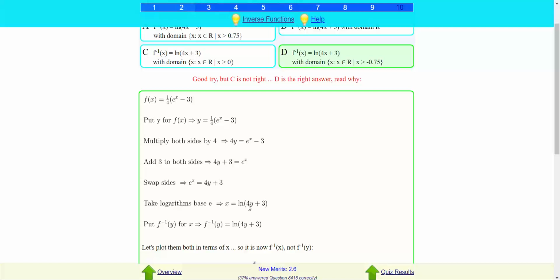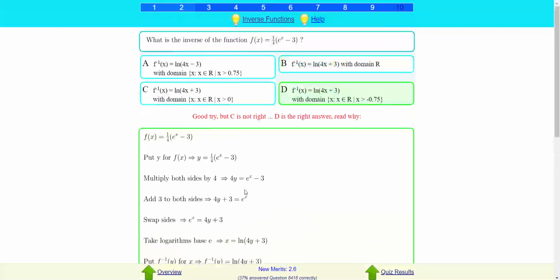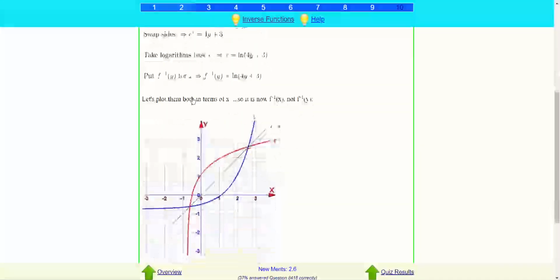x equals ln, done this. This is exactly what I've done. But why? y plus 3. x plus 3 is right. But why?